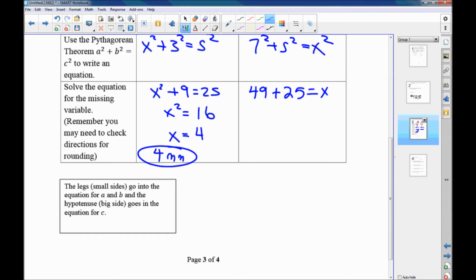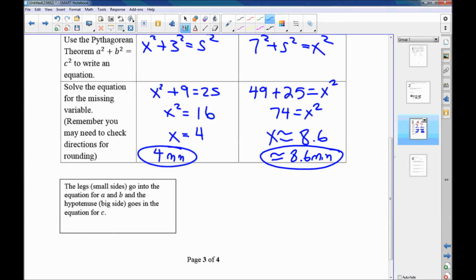All right, so in our last one here, we do 7 squared, which is 49, plus 5 squared, which is 25. This time, the numbers are on the same side, so we'll just add them together. 49 plus 25 makes 74. And then we square root both sides. The square root of 74 does not work out evenly, so we'll go ahead and round this. I'm going to round it to the nearest tenth, so this will be 8.6. We're just rounding here, so we'll put the squiggly equals to show that this is an estimate. So our side is about 8.6 millimeters.